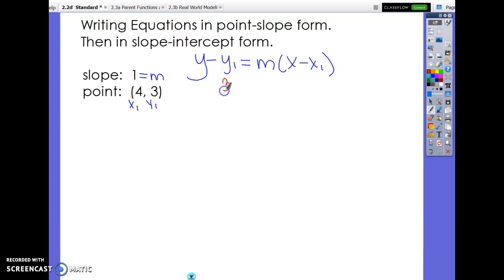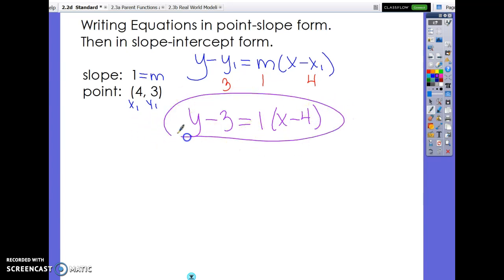So our y1 is 3, our m is 1, our x1 is 4. So let's go ahead, plug those in, and we will have y minus 3 equals 1 times x minus 4. So this is our point-slope form. That's all we need.